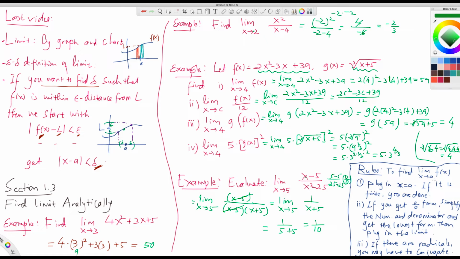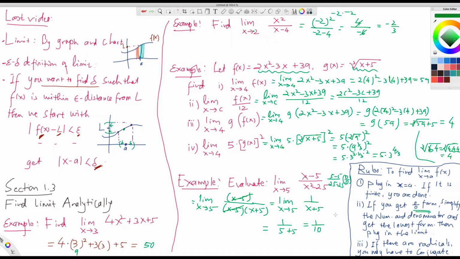To find the limit as x tends to a of f(x), plug in x equals a. If it is finite, you are done. That's what we got in all these three examples, okay? And then if you get 0 over 0 form, that is the last example we did, simplify the numerator and denominator and get the lowest form. We cancel out and then we got the lowest form, right? And then plug in the limit. If this limit is finite, then it is the limit, right? If it is not finite, then it is either infinity or the limit does not exist.